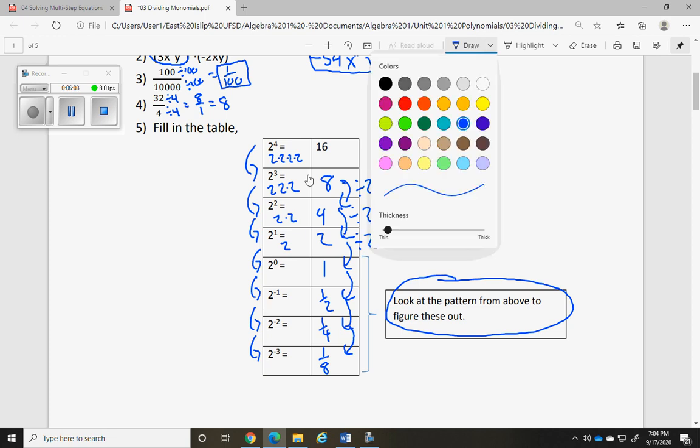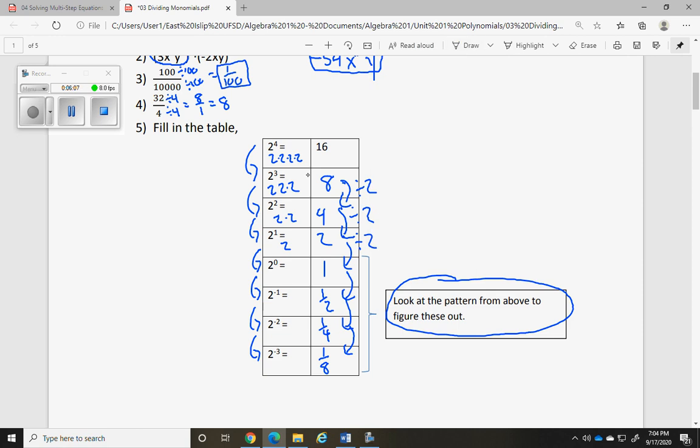I notice that this is an 8, while this is 1/8. And then I notice this is a fourth, while this is 1/4. And I notice that this is a 2, while this is 1/2. So they're reciprocals of each other.